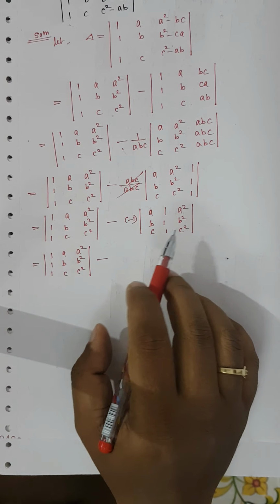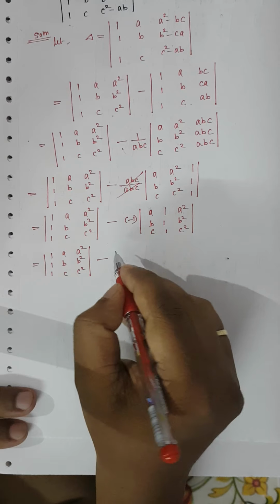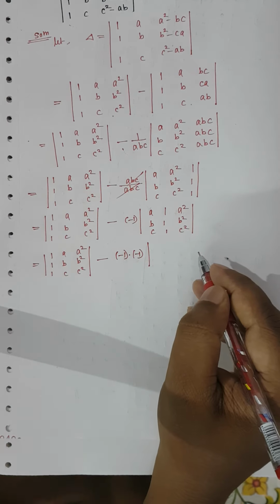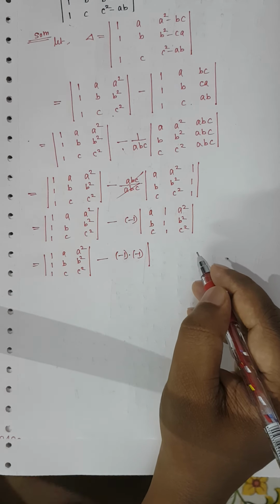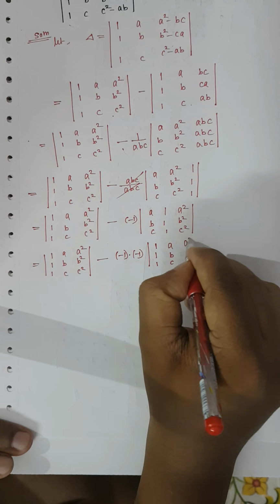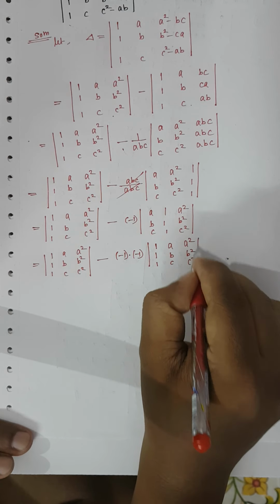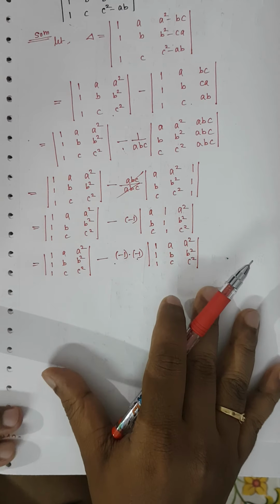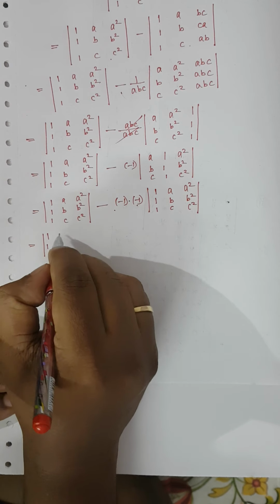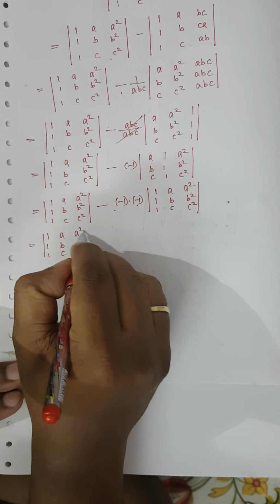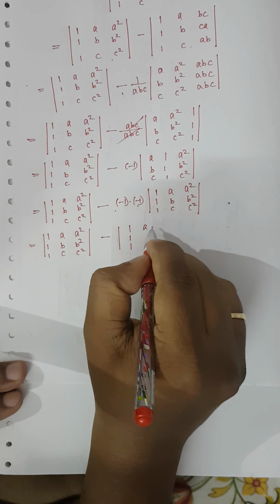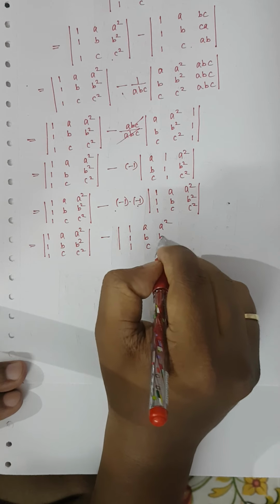Now if I interchange column 1 and column 2, I'll also write minus 1 into minus 1. Whenever we interchange any two columns or any two rows, we multiply by the negative sign. So it is 1 1 1, a b c, a square b square c square. See, this is minus 1 plus 1. So this is 1 1 1, a b c, a square b square c square minus 1 1 1, a b c, a square b square c square.